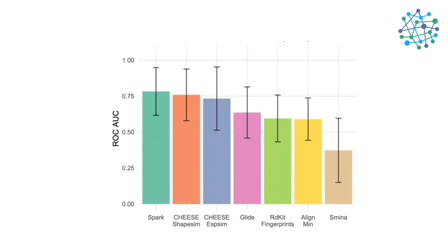And here ESP-Sim was outperformed by Spark, but the difference is not so huge, especially if we take into account the variance, and it performed even better than Glide, RDKit fingerprints, Smina, or the other methods. Also, the ROCs are quite high in this case, so we can say it works reliably for distinguishing the correct bioisosteric compounds.